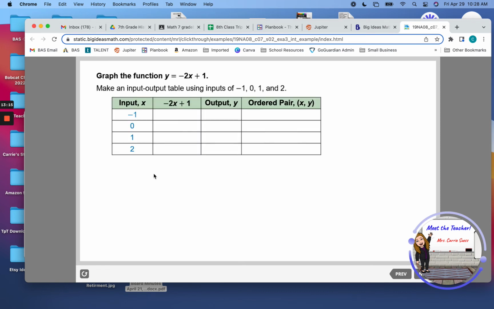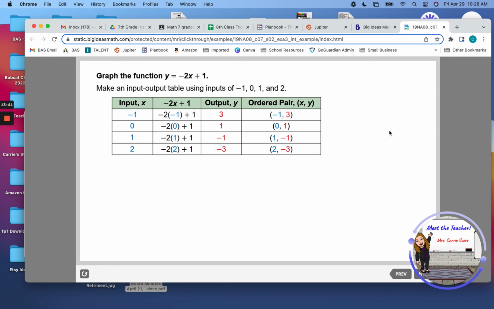So all they did, you don't have to write this down, just look up here and watch. They chose input values, so they chose numbers. They picked one negative number and then a 0 and a couple positive numbers. Then they solved it by plugging it in for the input, which is x. That gave them their output, which gave them an ordered pair. You need to understand how to do this. You will do it again.